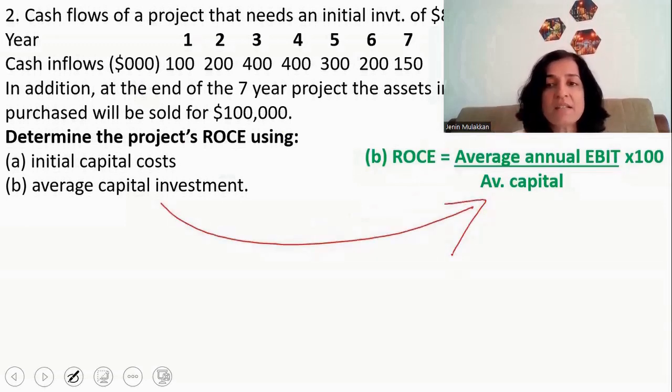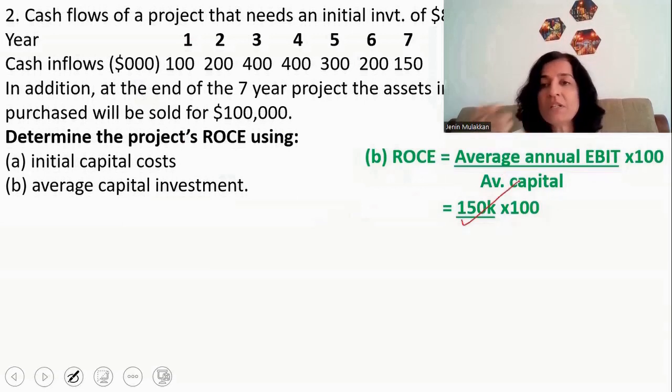So part B, return on capital employed using the average capital investment. All that I have done is in the denominator, I have substituted average capital. And average annual EBIT, 150,000, I said, we have already calculated it. So we have to just copy it from part A.